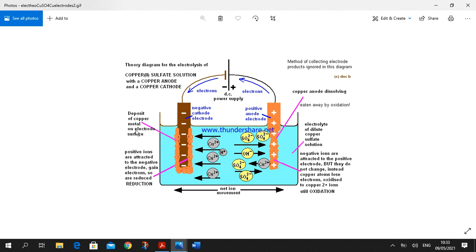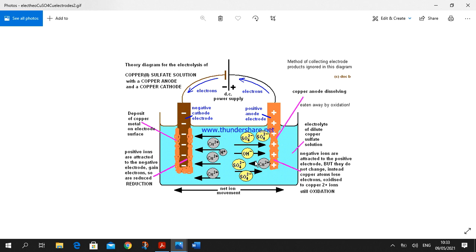What happened? Positive ions, copper and hydrogen, are attracted to the negative electrode. What happened to the copper? Copper ions gain electrons and change into copper metal. The copper metal deposits on the electrode surface. But at the anode, the negative ions, sulfate and hydroxide, are attracted to the positive anode electrode, but they don't change.